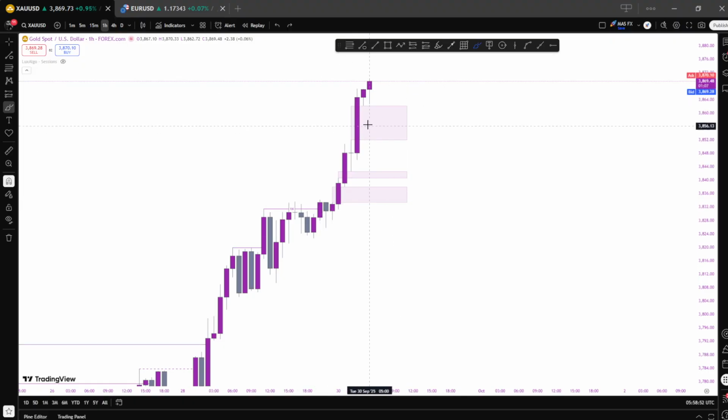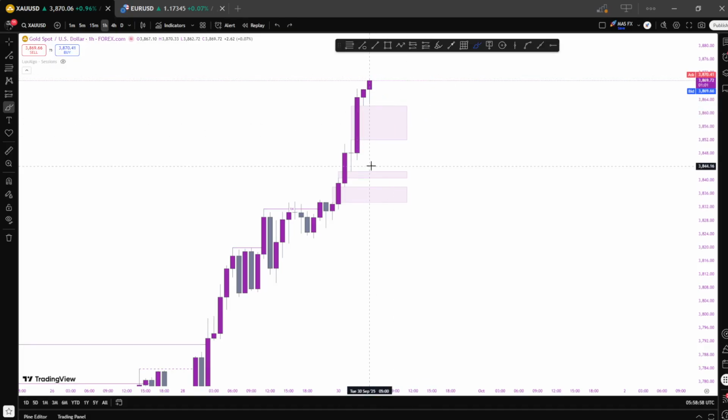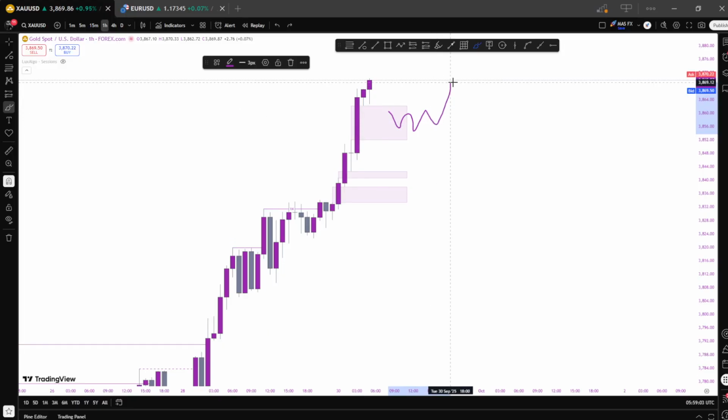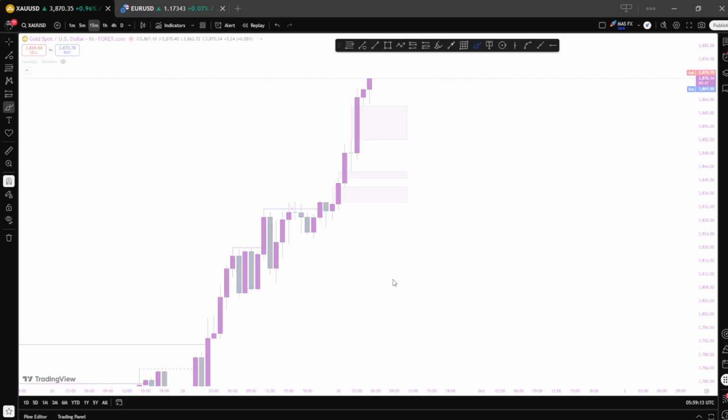So what am I looking for? I'm looking to get a market structure shift on the lower time frame to just target a new high. It's as simple as that. If we get a market structure shift, I'll just be taking my entry to target a new high. If you get the entry here, I'll just be targeting a new high. If you get the entry here, I'll just be targeting a new high. So that's it for gold.